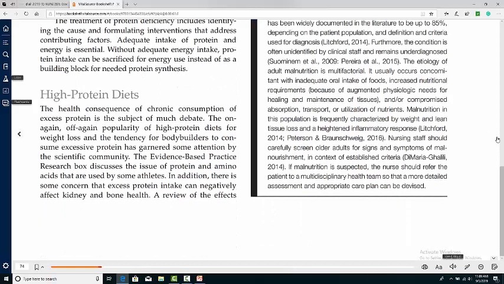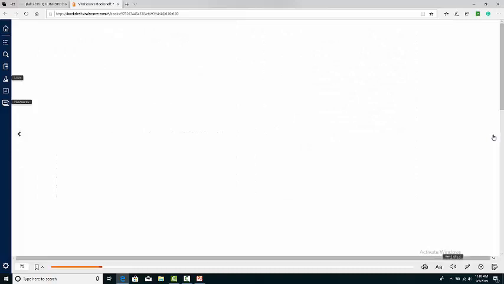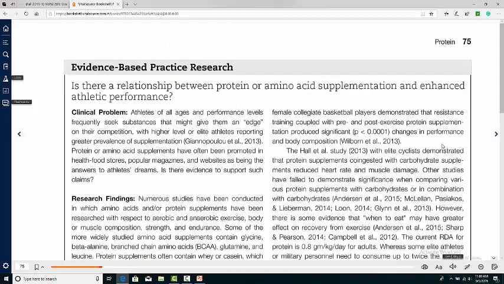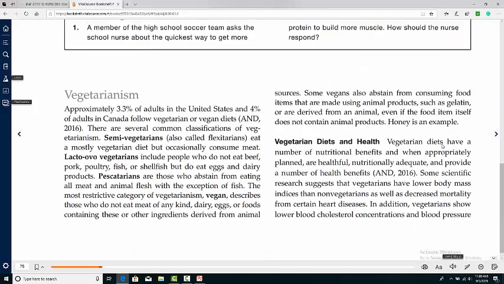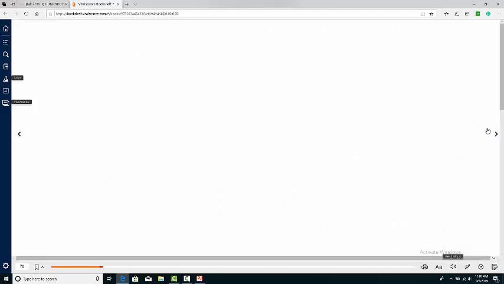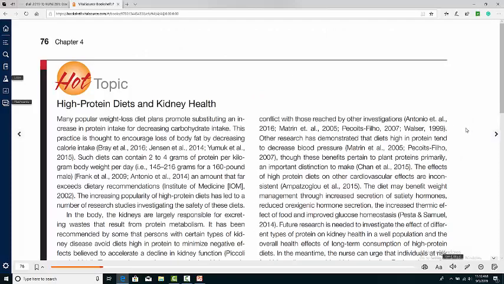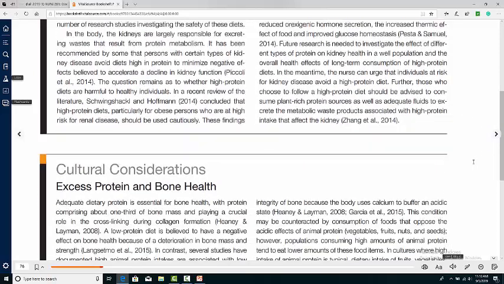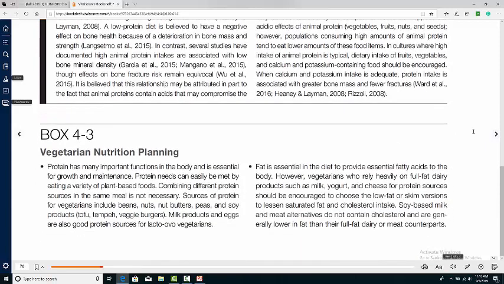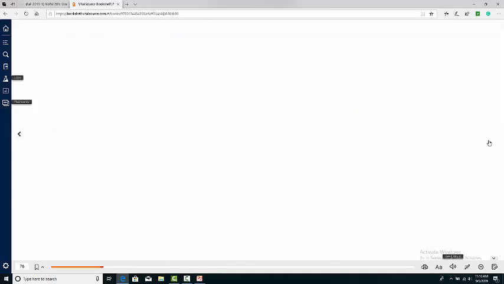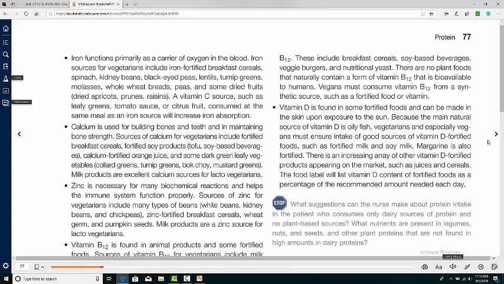And then, of course, we wouldn't be doing due diligence if we didn't touch on high protein diets, so I have included some questions on your assignment relevant to that section as well. And then it gets into the vegetarianism that so many people are curious about, and the book gives you a nice, simple outline. High protein diets are mentioned again here in the hot topics section, so you definitely want to read that.